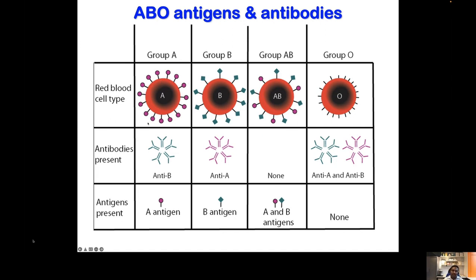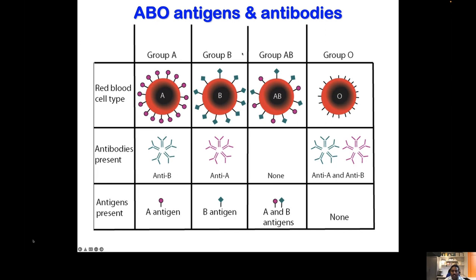So this is why these people can never take B blood group into their body. They can't receive B blood group. If they receive B blood group blood, immediately these antibodies will bind to the B antigens present on those transfused blood cells and destroy all those cells.